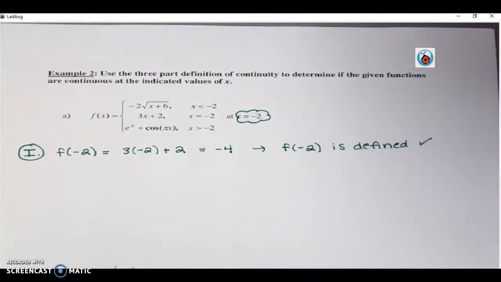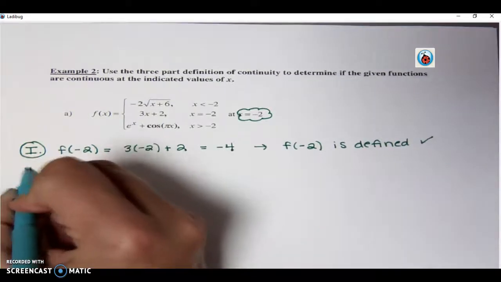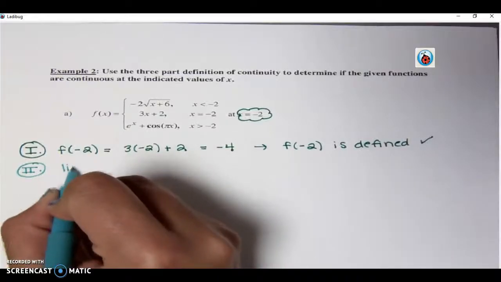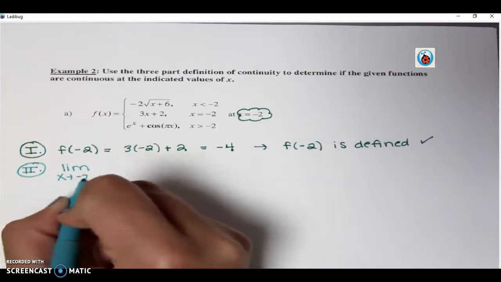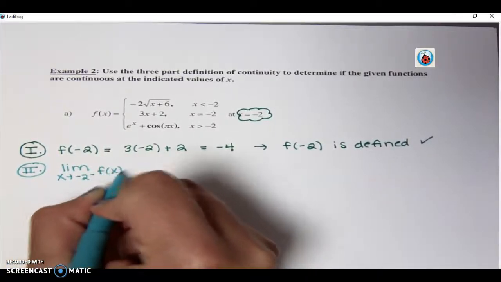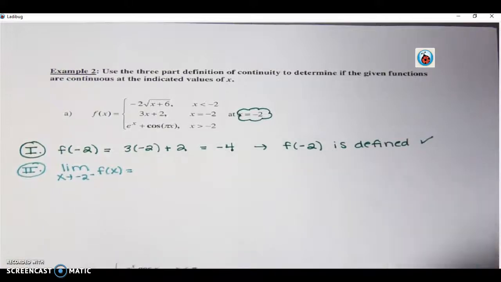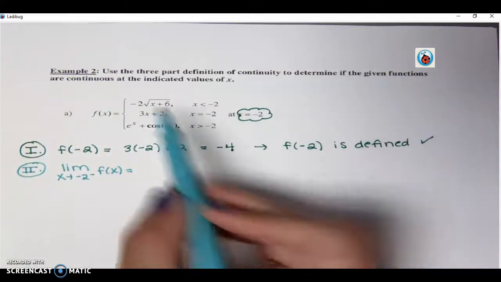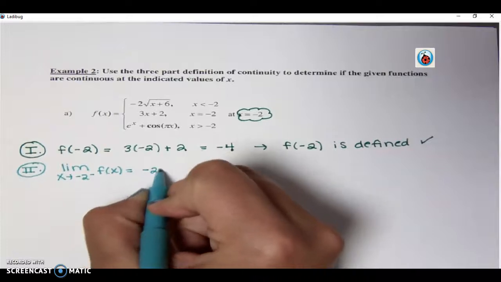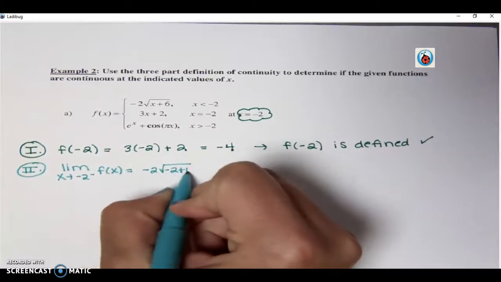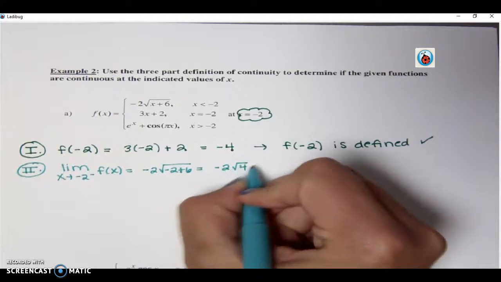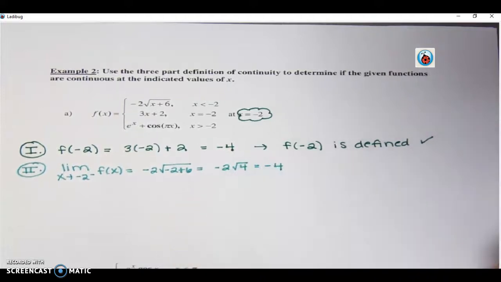Okay, then for step 2, we have to figure out if the limit exists for -2. So remember, we have to check the left and the right-hand behaviors. So I'm going to do the limit as x approaches -2 from the left. Okay, so from the left would be when x is less than -2. So we're going to use this top equation. And we're going to plug in. So that will give us -4.